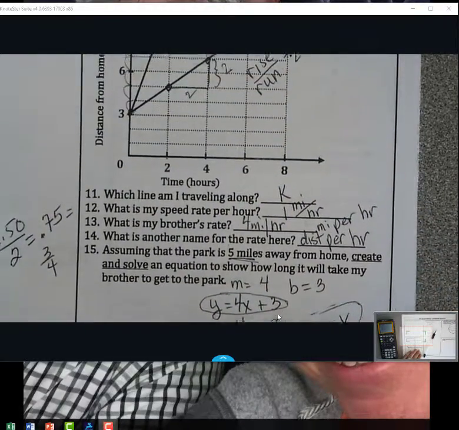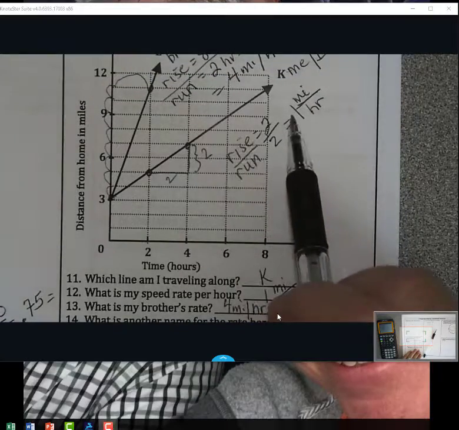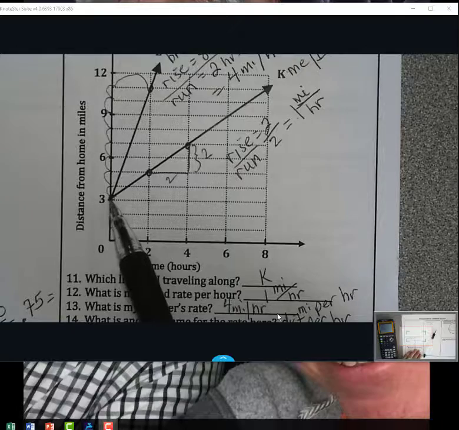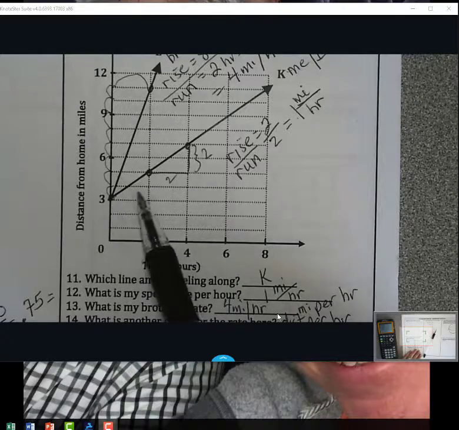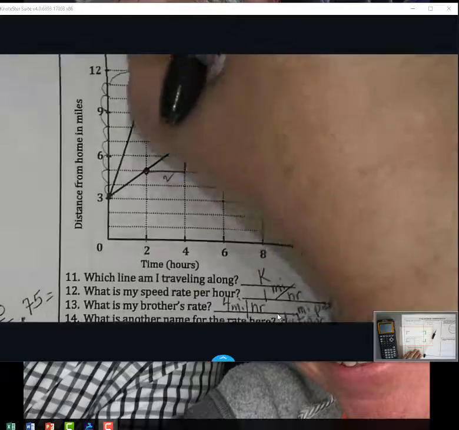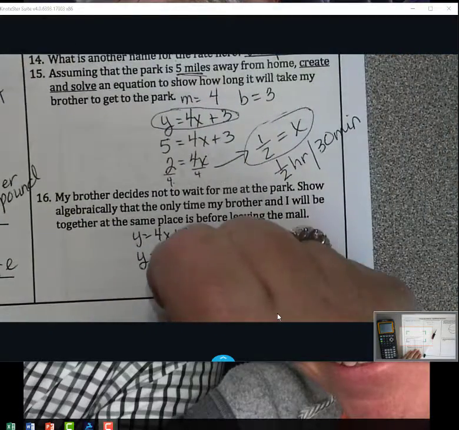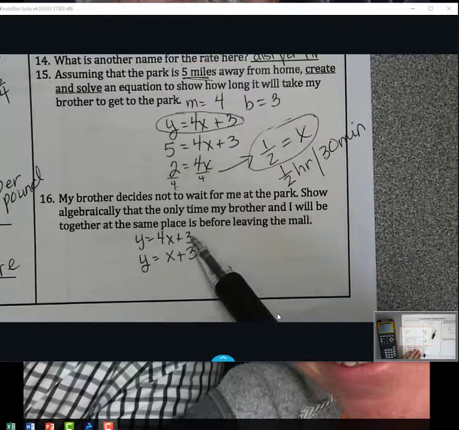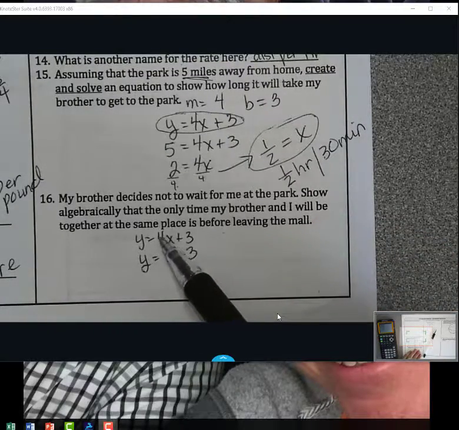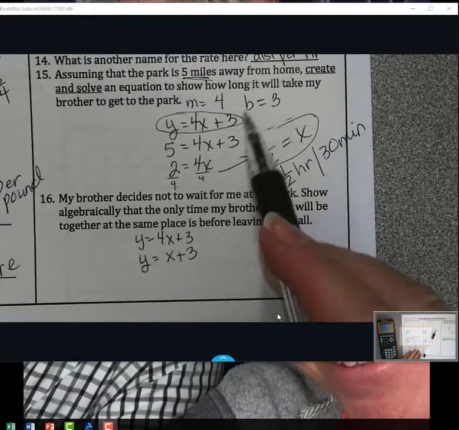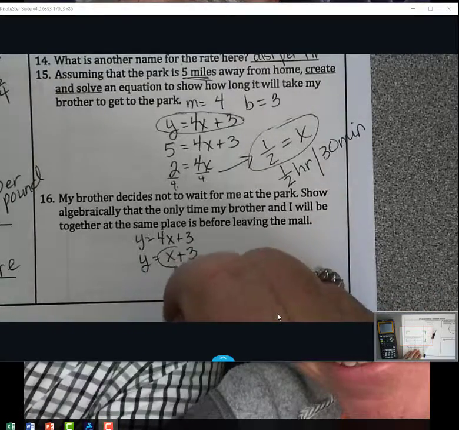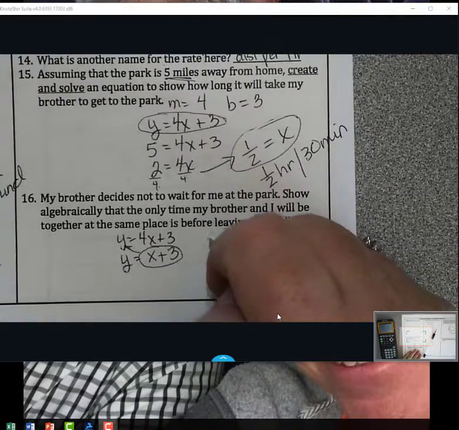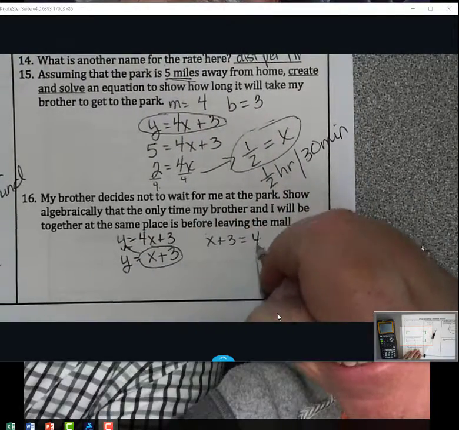Okay, so over here, let's go back up for a second. We figured out that my slope was 1 mile per hour, and I also start 3 miles away from home. Okay, so my equation is going to be y equals x plus 3. They both start 3 miles away from home. The brother's going 4 times as fast. So this is asking us to set these two equal to each other. I'm just going to use substitution. I'm going to say x plus 3 equals 4x plus 3.